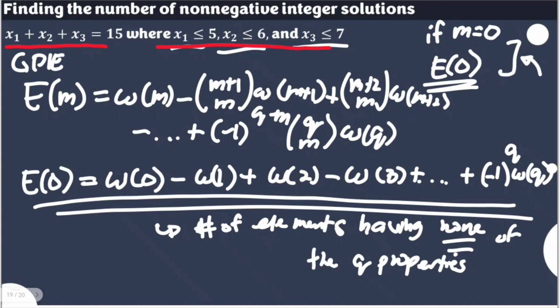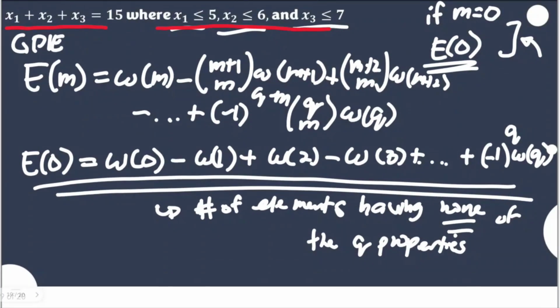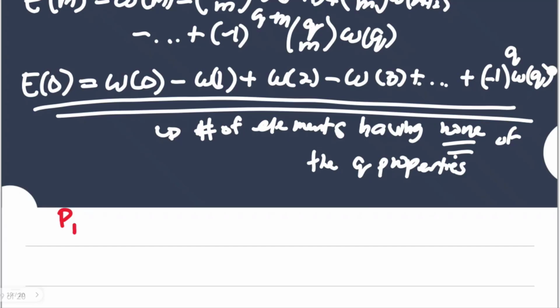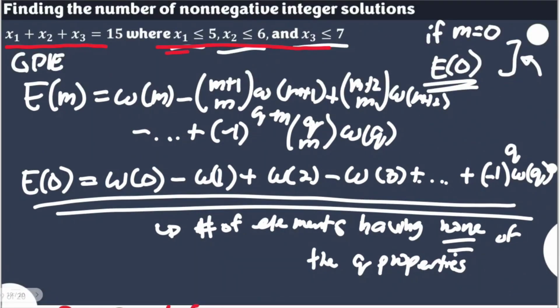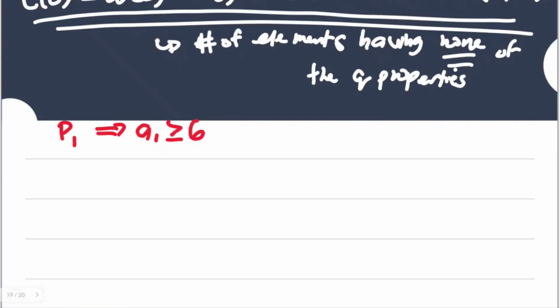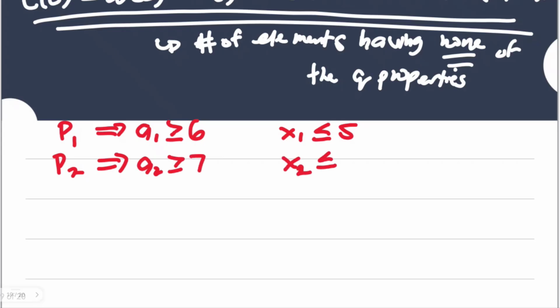If we're going to talk about its complement, say our p sub 1 is now, let's say another notation, a sub 1 is greater than or equal to 6. That is the opposite of x sub 1 less than or equal to 5, because this includes 5. What if p sub 2 will be changed to a sub 2 greater than or equal to 7? This is the complement of x sub 2 less than or equal to 6. And p sub 3 will be the complement, a sub 3 greater than or equal to 8, the complement of x sub 3 at most 7.